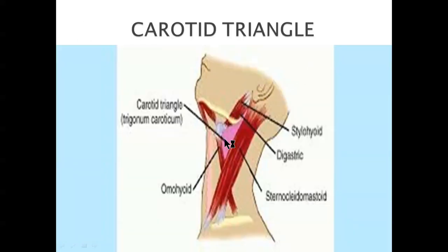Now let's talk about the carotid triangle. We have this one carotid triangle on the lateral side of the neck. Boundaries would be, of course, the anterior border of your sternocleidomastoid muscle. Below would be your superior belly of your omohyoid muscle. And above it would be your posterior belly of digastric, or you can say your stylohyoid muscle.